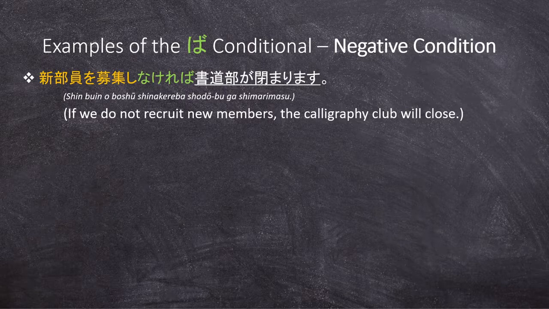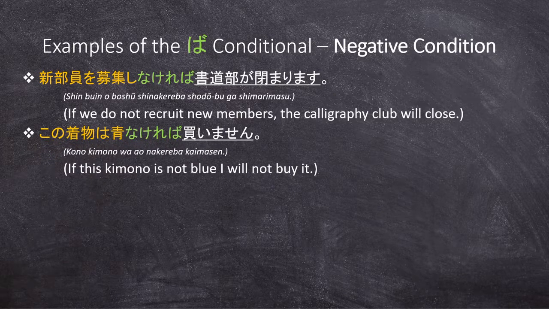Or in this case, this process of the recruitment must be carried out in order to prevent our club, our calligraphy club, from shutting down. Now our second sentence further elaborates on this and follows the same pattern. Kono kimono wa ao nakereba kaimasen. And you can already translate this quite easily into, if this kimono is not blue, I will not buy it. So once again, the negative condition has been highlighted with orange, and it is the first clause of our sentence. Kono kimono wa ao nakereba.